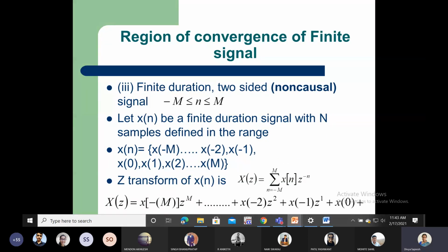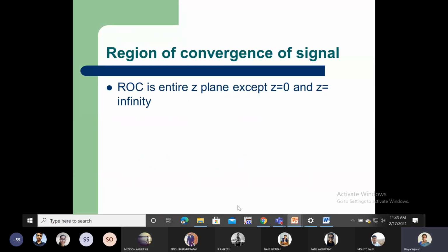Now we have seen the finite duration two-sided signal. We are clubbing both and we try to obtain the Z transform. So just clubbing the equations of the left-sided and the right-sided signal Z transform. That equation we are just substituting here, and so here the region of convergence will be the combination of the left-sided and the right-sided signal, which is Z equal to 0 and Z equal to infinity. Z transform will not exist. For all the rest of the points, the Z transform of the signal will exist. So the region of convergence is the entire Z plane except Z equal to 0 and infinity.